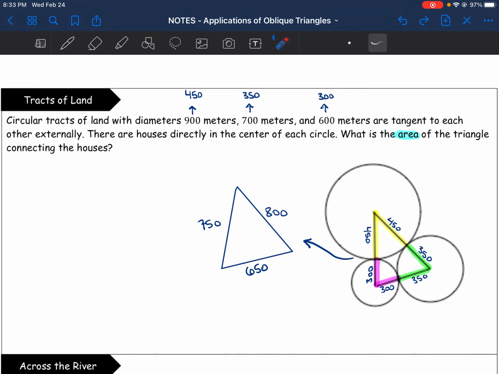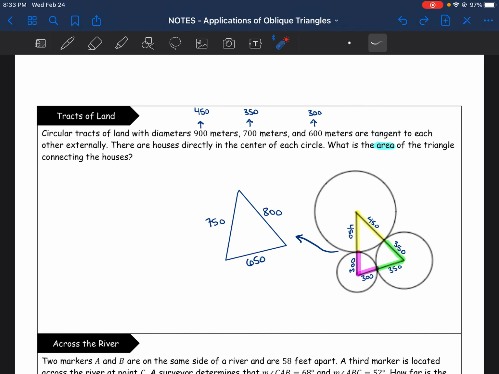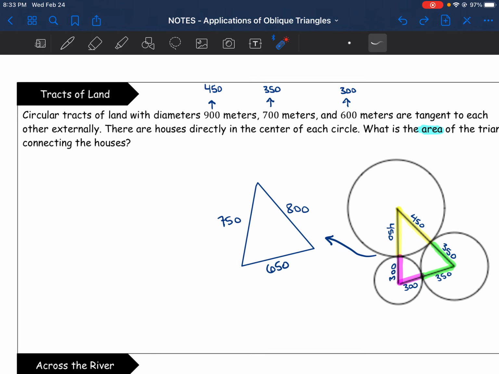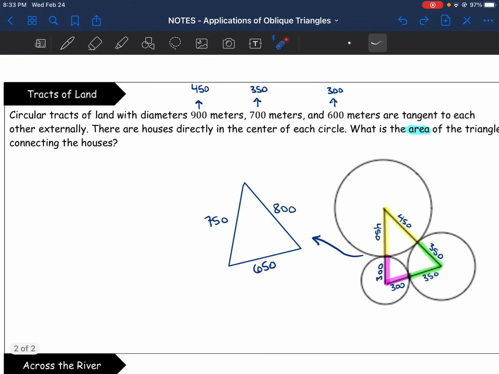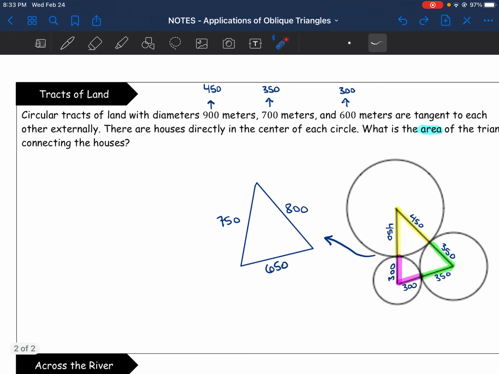Notice if I add these sides, 450 plus 350 is 800. 350 plus 300 is 650, and 450 plus 300 is 750. And notice that this is a side-side-side triangle, and we actually just learned that when we have a side-side-side triangle and we want to calculate the area of this triangle, we can use Heron's formula.